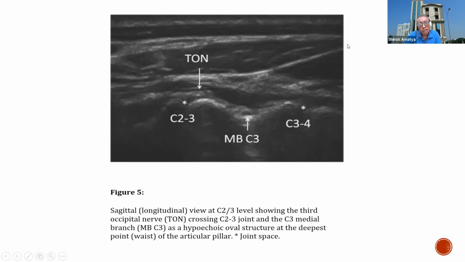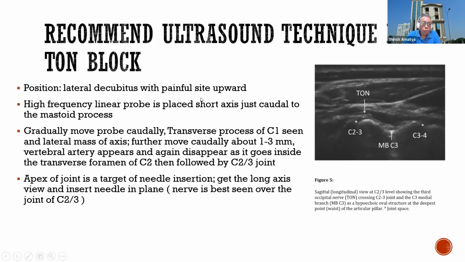As you can see, the needle direction is from caudal to cranial side, and basically the target is the upper part of the facet, which is the site for the third occipital nerve. So how do we get this third occipital nerve? We place the patient in lateral decubitus with the painful side upward, and we use a high frequency linear probe. First we put the probe just below the mastoid process in short axis view. Then we gradually move our probe more caudally.